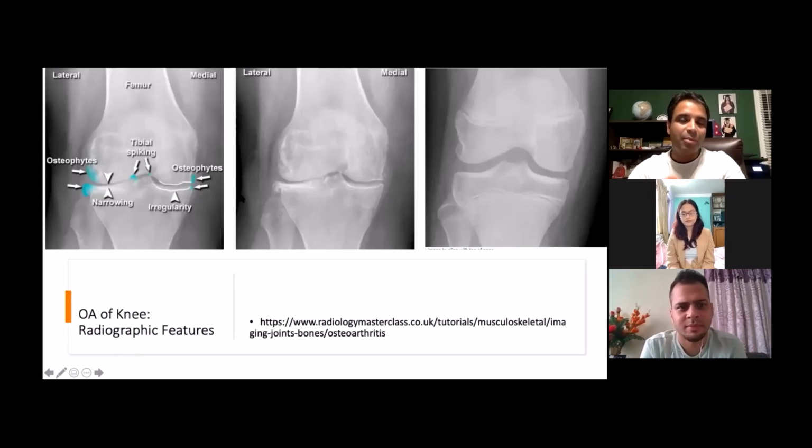Now, this is the label on what we just discussed. It includes the osteophytes at the joint margin and irregularity of the bony margin, bony surfaces, and then joint space narrowing and osteophytes. Those are the typical features of osteoarthritis. And this is an example of the knee, but it's similar to most other joints, including the hip or other joints that are involved with osteoarthritis.